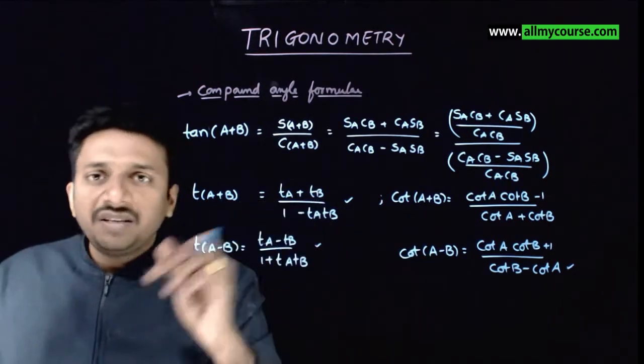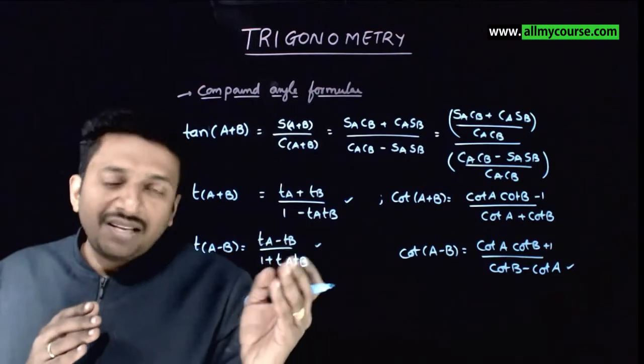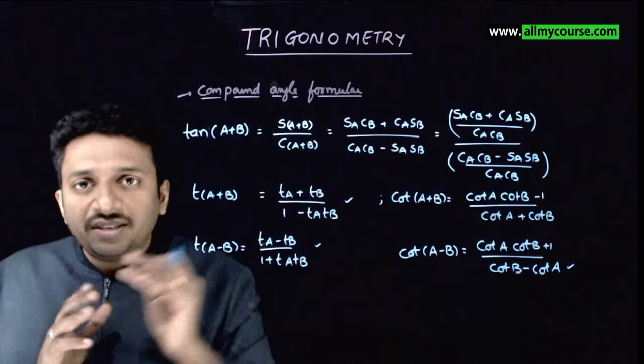So tan A plus B is tan A plus tan B by 1 minus tan A tan B. Tan A minus B is tan A minus tan B by 1 plus tan A tan B. Cot A plus B is this. Cot A minus B is this.